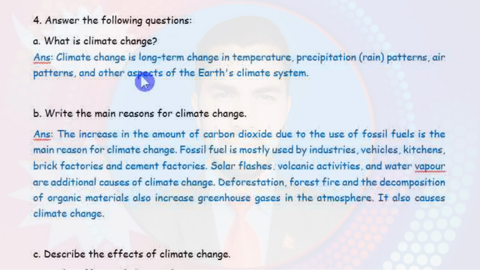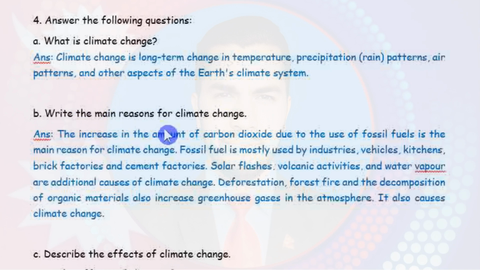Number A, what is climate change? Answer: climate change is long-term change in temperature and precipitation patterns. Precipitation means rain patterns, air patterns, and other aspects of the Earth's climate system.